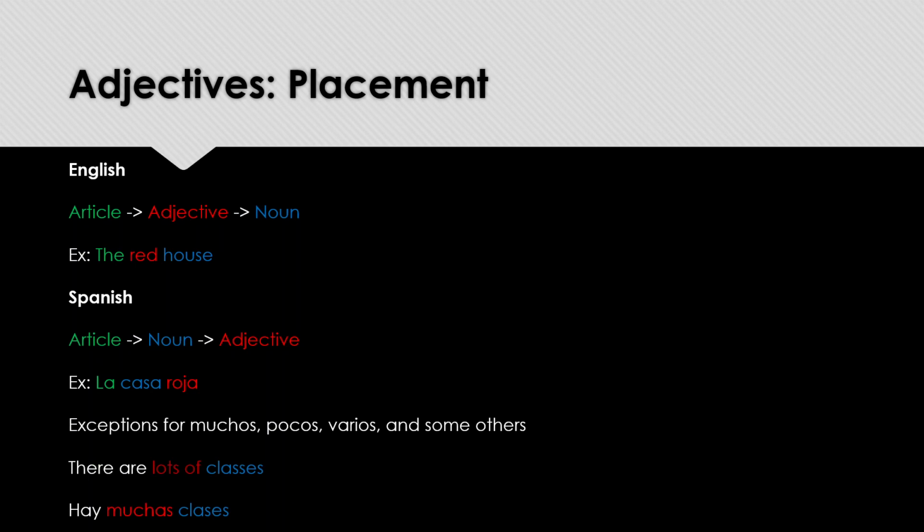An exception to this rule occurs with the adjectives mucho, a lot, poco, few, and varios, several. These adjectives are placed before the noun they describe. There are lots of classes is hay muchas clases. This ordering differs from the usual order you see in Spanish and looks more like how you would phrase the sentence in English.